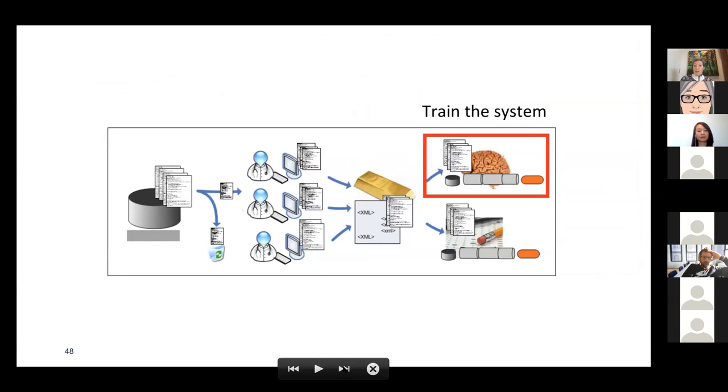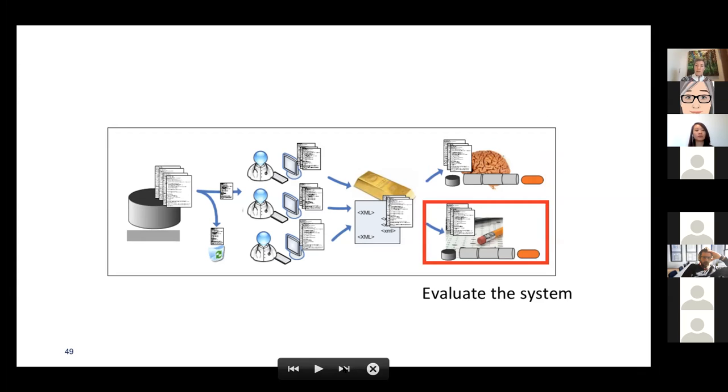Once you have those annotations, you can now train your system. For a rule-based system, training just means looking at the answers that the expert assigned, and then building the rules and creating the lexicon for your system. Once you've trained it and tested it on your training data, you can evaluate it and see its performance. So it's a journey, and it often takes months or years, depending on what you're working on.